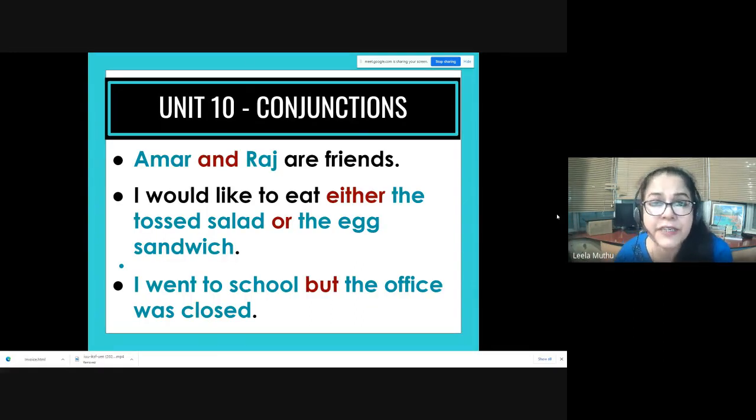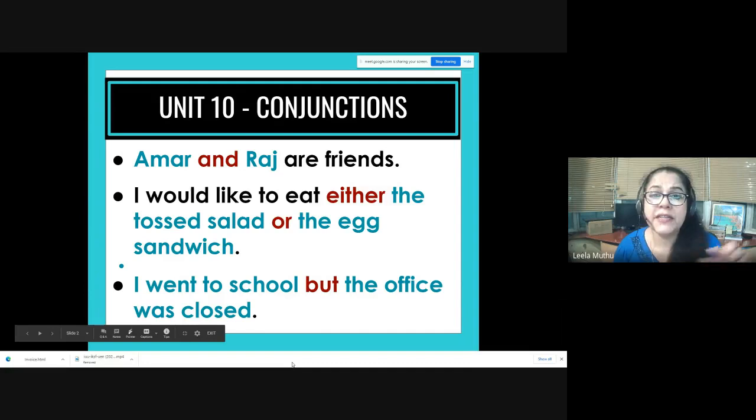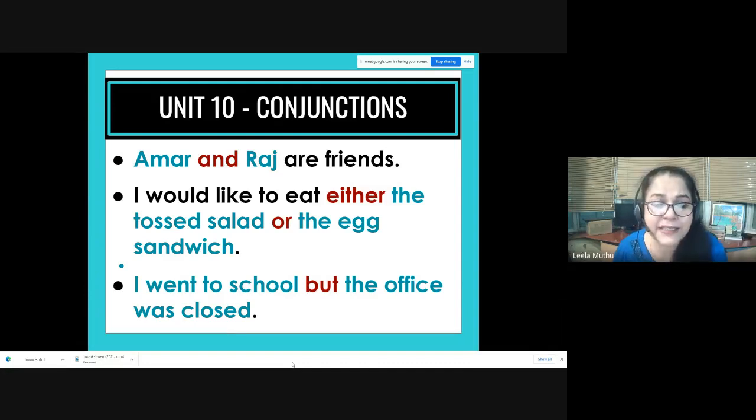So here you are. The first one is Amar and Raj are friends. So we've realized by this sentence that Amar is Raj's friend and Raj is Amar's friend. So to make it simpler, we just say Amar and Raj are friends. The conjunction and has joined the two proper nouns together, and what is common between the two is that they are friends.